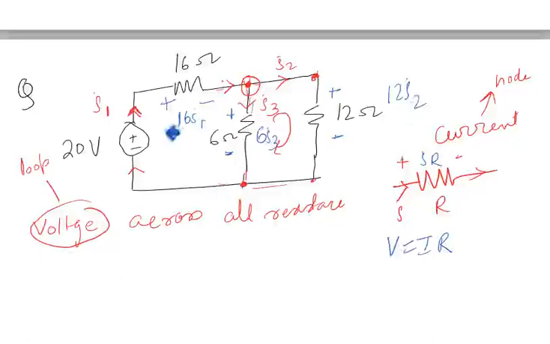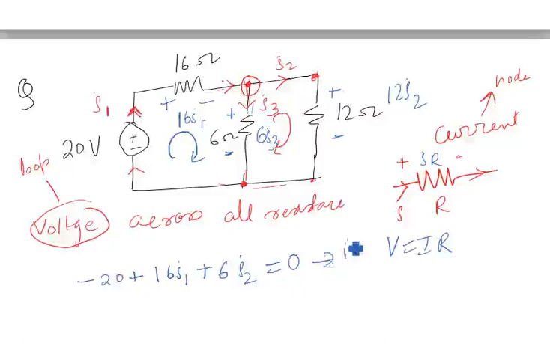Now apply the Kirchhoff voltage law. Sum of all the voltages. So this is minus 20, plus not 16 but 16 I1, always remember 16 I1, plus 6 I2, that is equal to 0. So this is from the first loop, the first formula.